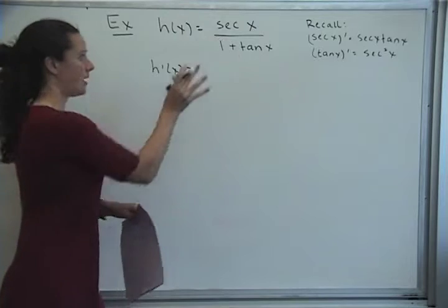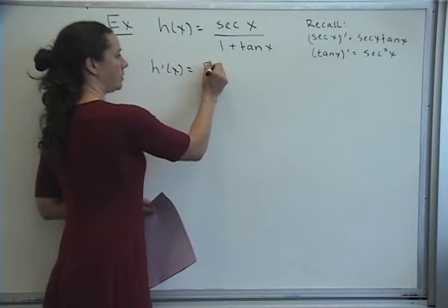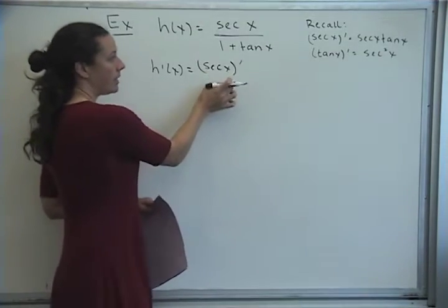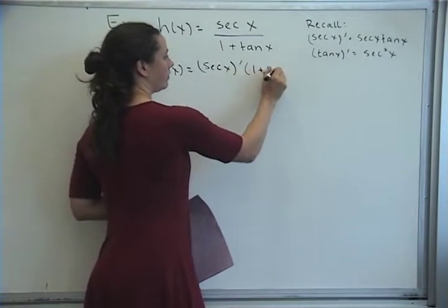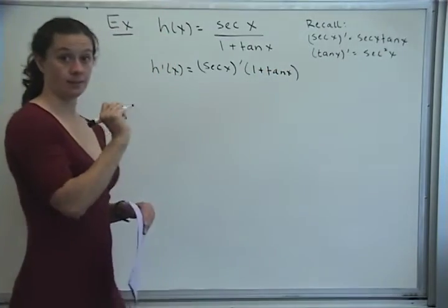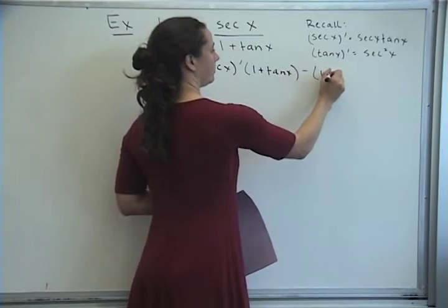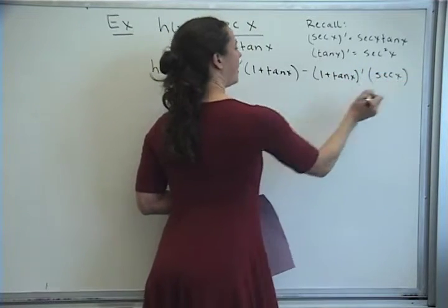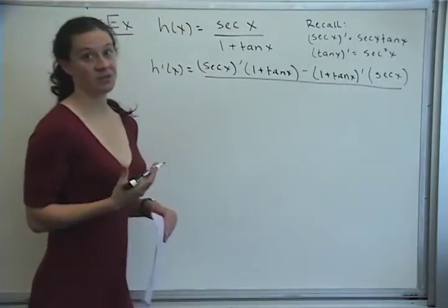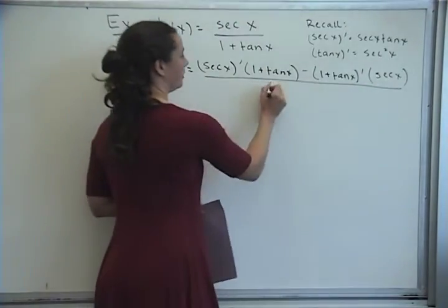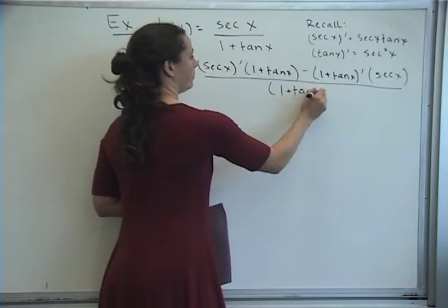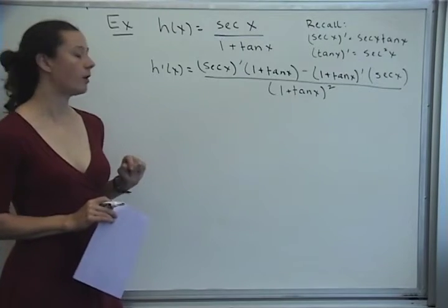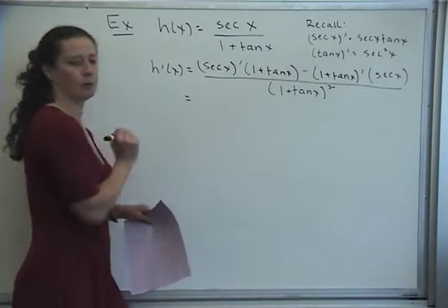So to find h prime of x, we're going to use the quotient rule. And the quotient rule tells us take the derivative of the top function. So I'm going to just write out secant x with a prime next to it, and we'll take the derivative in the next step. Multiply that guy by the bottom function. And now we're going to subtract the derivative of the bottom function times the top function. And the quotient rule says divide everything by the bottom function squared. Okay. So if you're a little confused about where this came from, go back and watch the video on the quotient rule, but I'm going to assume that you're hanging with me just fine.